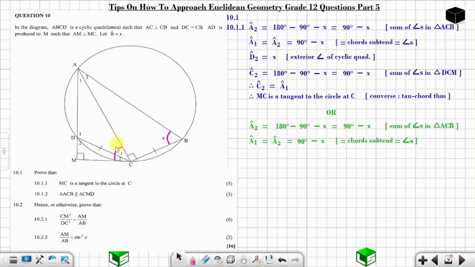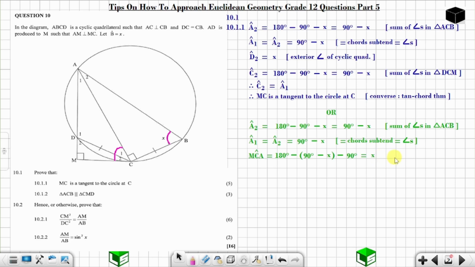We can find this angle, which is the angle MCA. We can find this angle using this triangle. So this angle is equal to 180 minus angle A1 minus 90. This is equal to, you are going to have x.